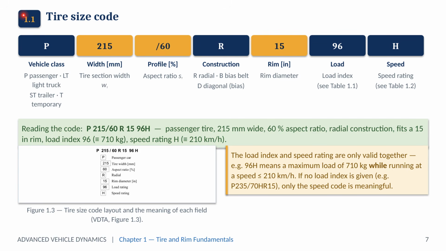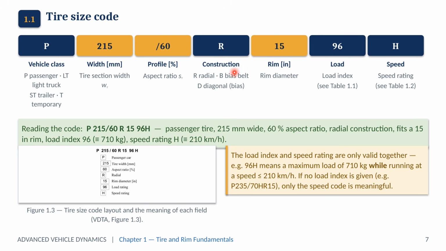Now let us read the tire size code, field by field. The leading letter P is the vehicle class: P for passenger, LT for light truck, ST for trailer, T for a temporary spare. 215 is the section width W sub t in millimeters. 60, after the slash, is the aspect ratio S sub t in percent. The letter R is the construction, R for radial, B for belted bias, D for diagonal. 15 is the rim diameter in inches.